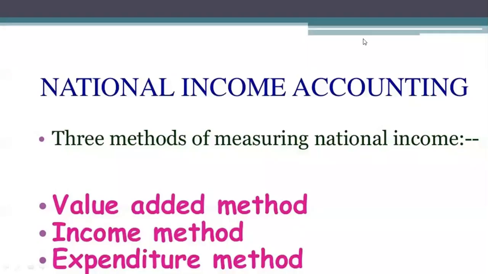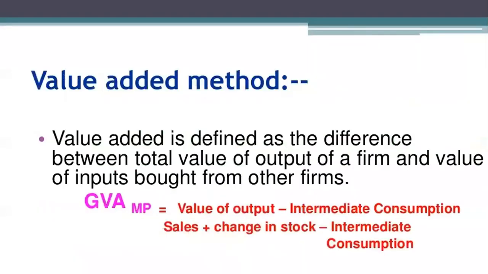So first of all, we will see the value added method. Value added is defined as the difference between the total value of output of a firm and the value of inputs bought from other firms. GVA at MP equals value of output minus intermediate consumption, that is, sales plus change in stock minus intermediate consumption. So we can see it like that.